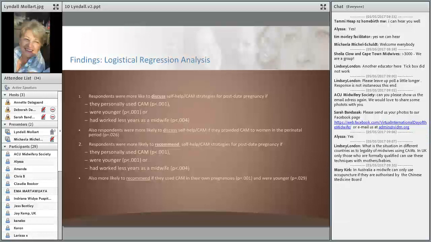Respondents were more likely to recommend the strategies for post-dates if they personally used TAM in the past, were younger, worked fewer years as a midwife, but also if they had used it in their own pregnancy and were younger. That really surprised me. I didn't know what to think, because, as I said, there's not a lot of research out there.